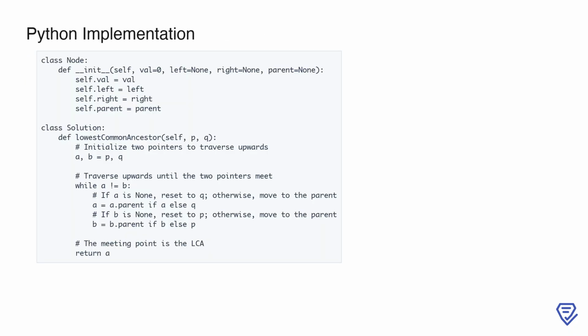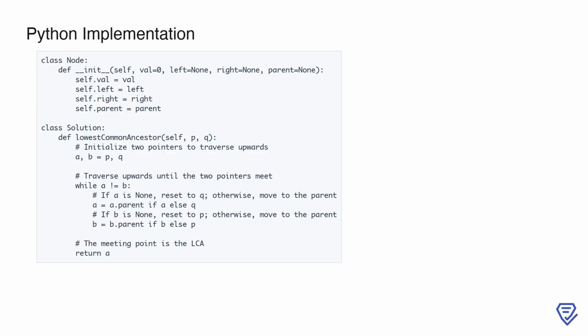The solution to LeetCode problem number 1650, lowest common ancestor of a binary tree 3, is implemented using an efficient and elegant approach that leverages the parent pointers of the nodes. Here's how the code works step by step. 1. Class definition. The node class is provided, which includes references to its val, left, right, and parent. The parent pointer allows us to traverse upward in the tree.